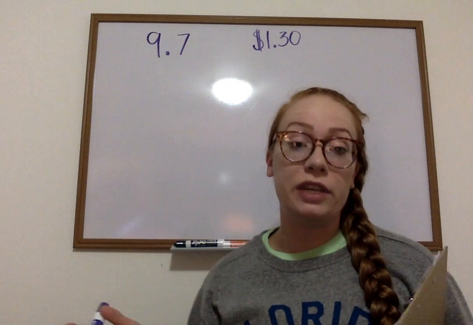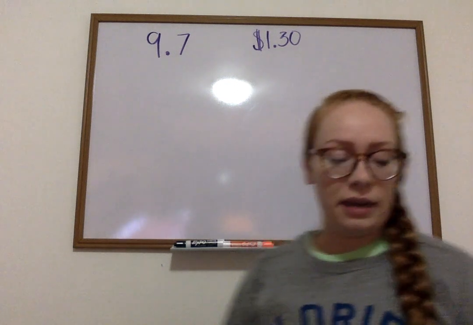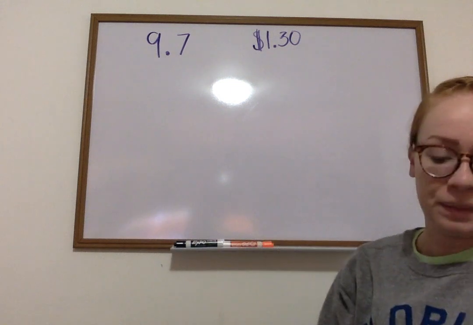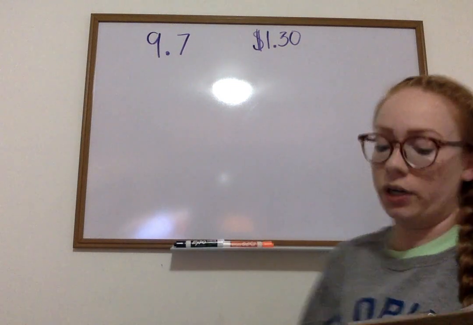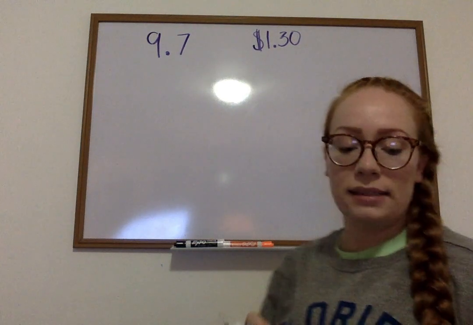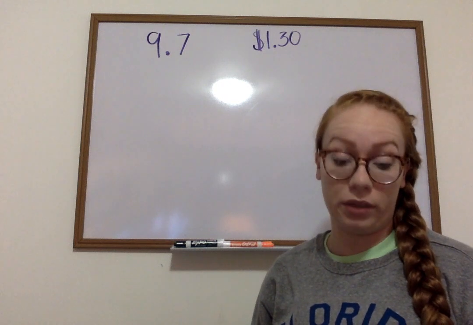So the first one I'm going to read you is just a word problem you might see. Cindy bought 9.7 pounds of tomatoes at a farmer's market. The price of the tomatoes was $1.30 per pound. Part A is saying, what are the partial products of 9.7 times 1.30?